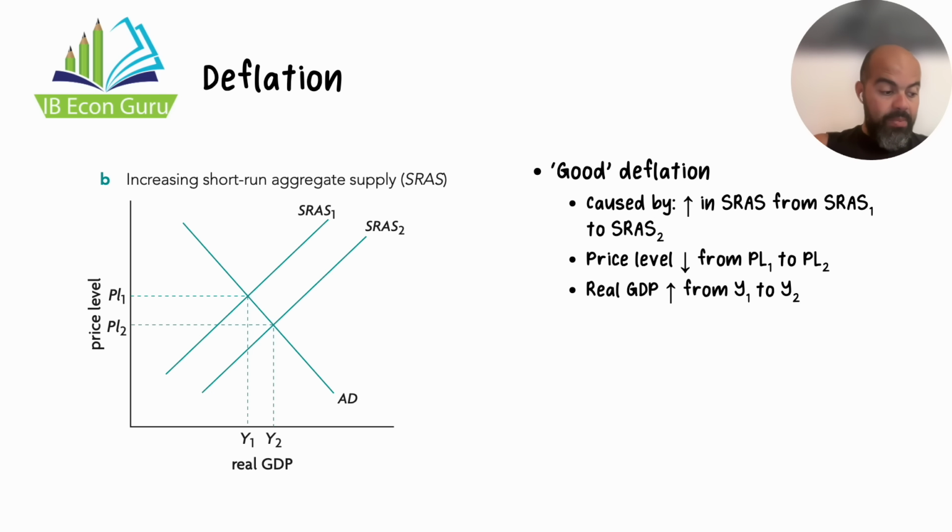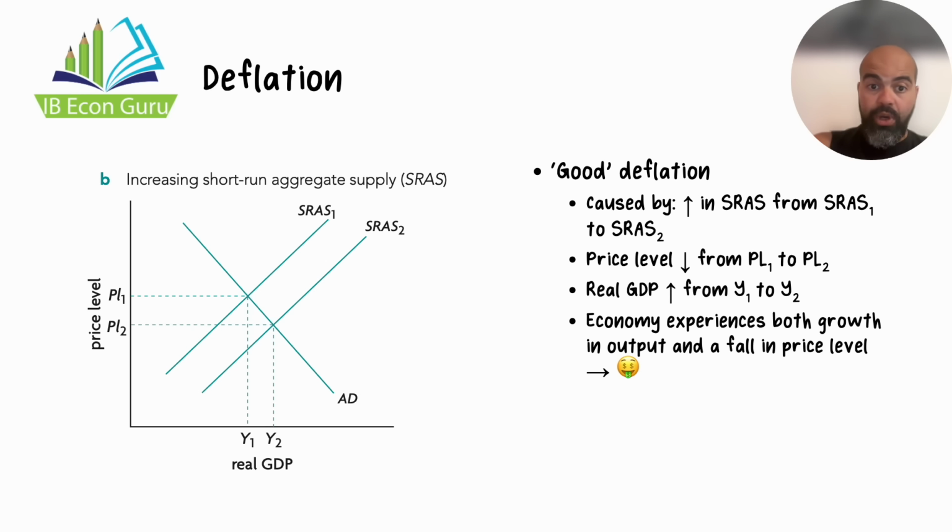This type of good deflation is good because there's an increase in output. The economy experiences both growth in output and a fall in the average price level. So you can see here there's a smiley face with dollar signs. That was my choice to show you that everybody's happy. Unemployment falls, the price level falls, the economy grows. It's good news all around.